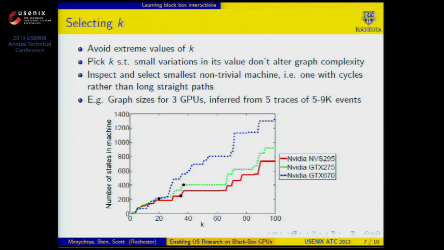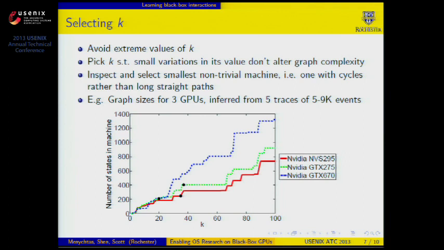And then pick a k such that small variations in its value will not alter the graph's complexity. That means that the end graph that will be produced will contain mostly the same number of nodes and edges. By this simple set of rules, we have a smaller set of state machines to analyze and pick a k from, but since they are mostly similar, we still would like to pick, with a certain level of intuition required here, one particular machine to analyze. In this case, we select the smallest non-trivial machine that fits in this set, that is, one with cycles rather than long straight paths, as long straight paths tend to be the result of imprecise state merging.